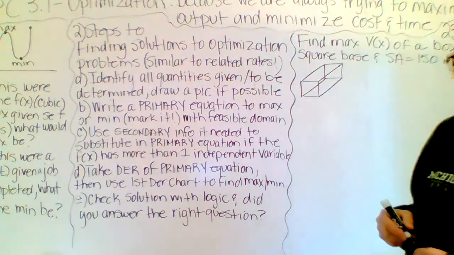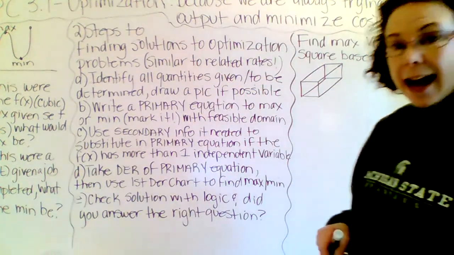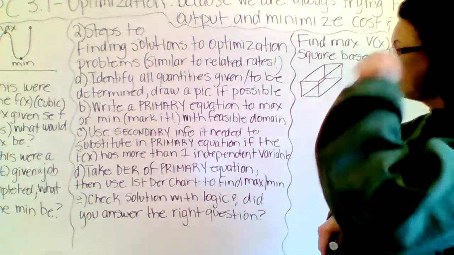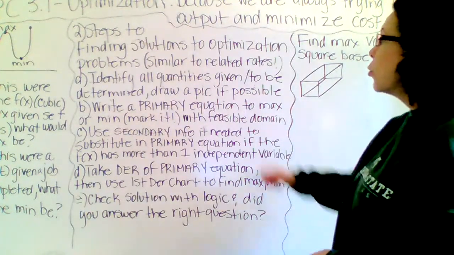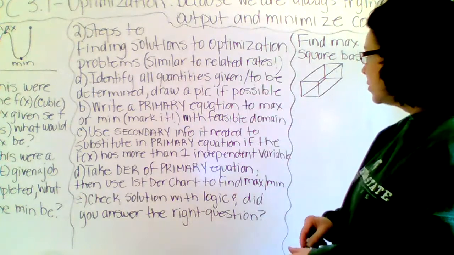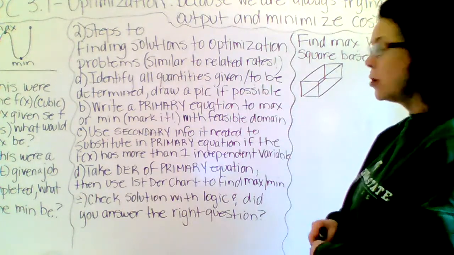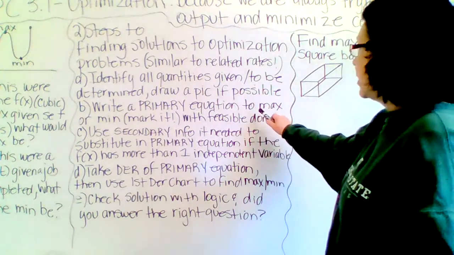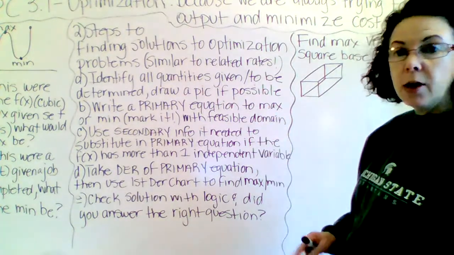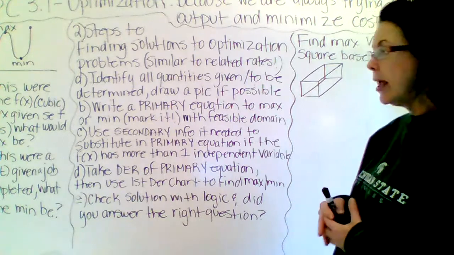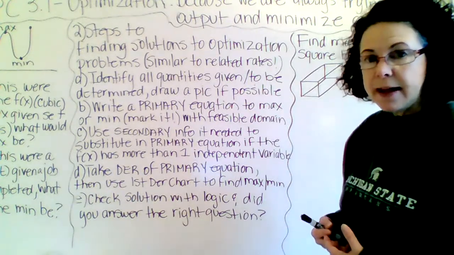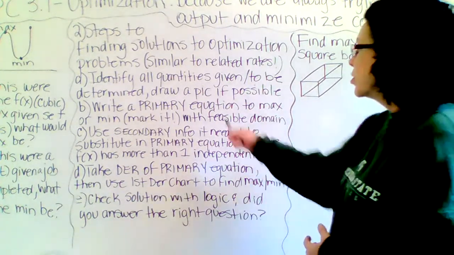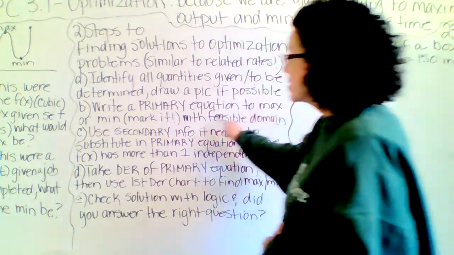This is similar to our steps for related rates. We are first going to identify all the quantities we've been given and to be determined, and draw a picture if possible. Then we're going to write a primary equation. What are we trying to maximize or minimize? So we're going to write a primary equation to maximize or minimize.